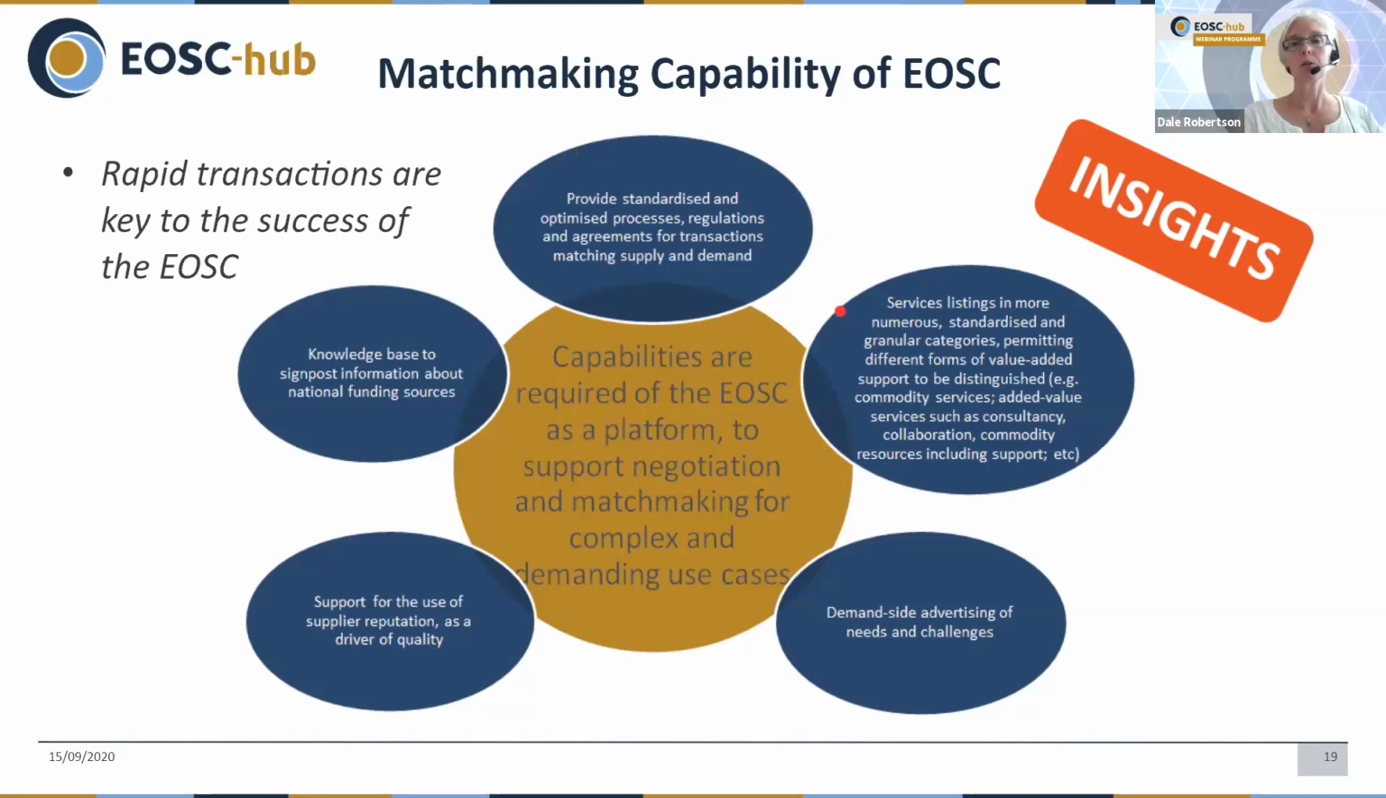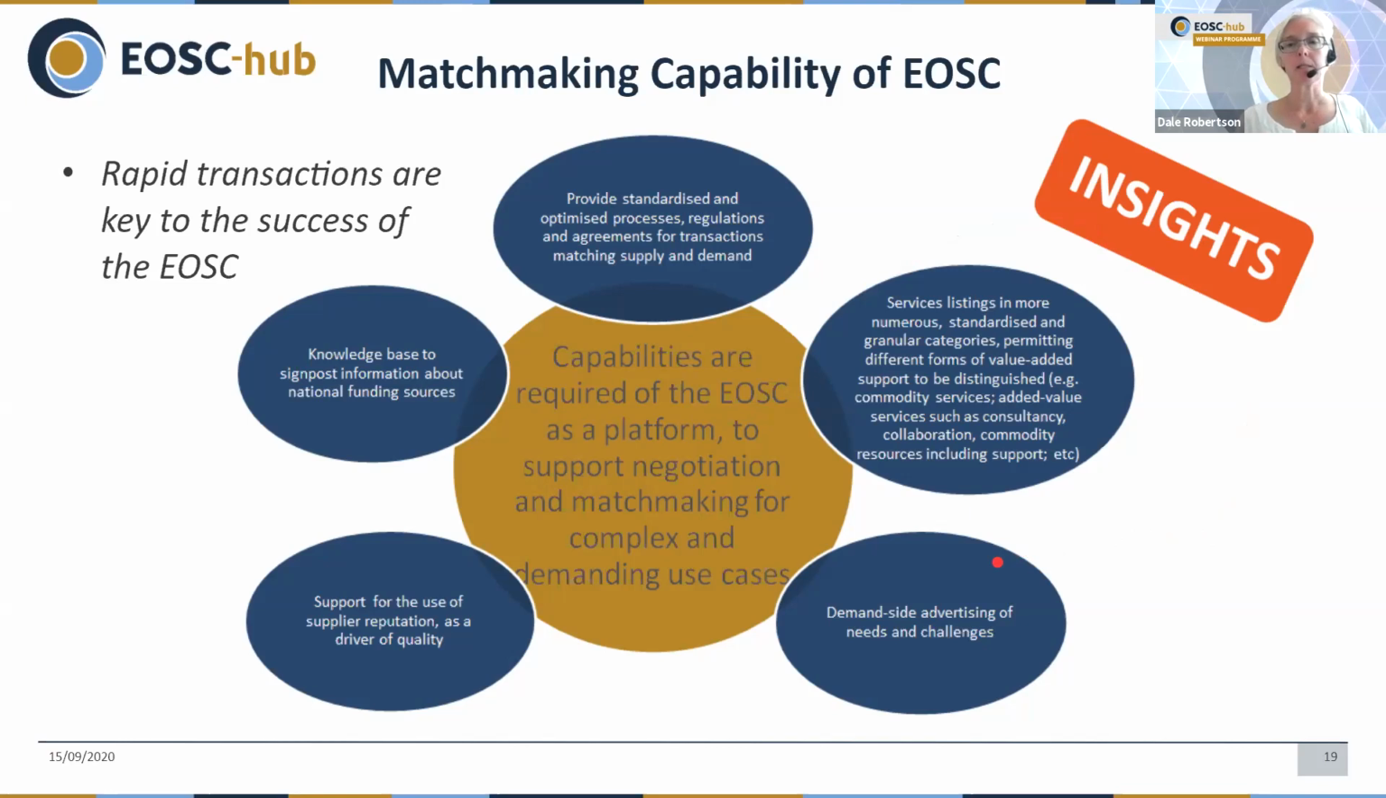Secondly, the EOSC could provide service listings in more numerous, standardized and granular categories, for example, permitting distinction between different forms of value-added support, such as bare commodity services, added-value services such as consultancy or collaboration, or commodity plus support. It's quite difficult to distinguish these different categories of value add from one another, and it would be helpful to be able to do so more easily.